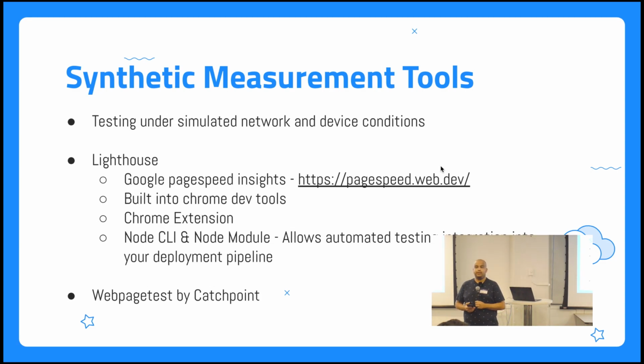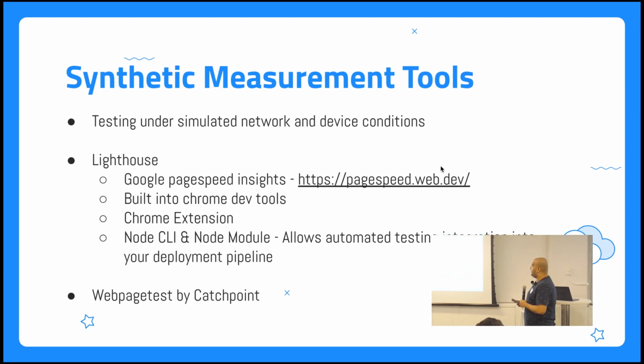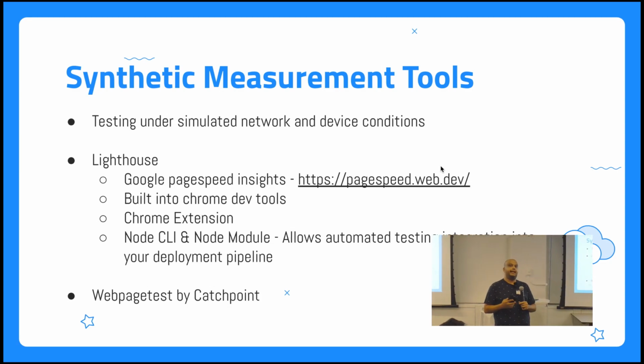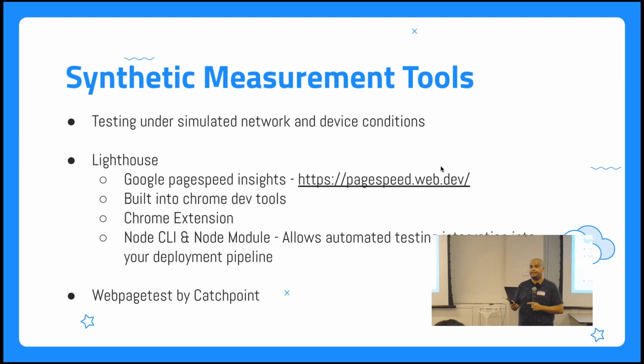Lighthouse is heavily supported by Google, and it's available in Google PageSpeed Insights, Chrome DevTools, as a Chrome extension, as well as a Node CLI and a Node module. This is important because you can actually implement it as an automated testing integration into your deployment pipeline. Web Page Test by Catchpoint is Lighthouse on steroids. It gives you way more actionable data to fine-tune what you're looking at. It also has something called a playground, which lets you test things without actually implementing them on your site.